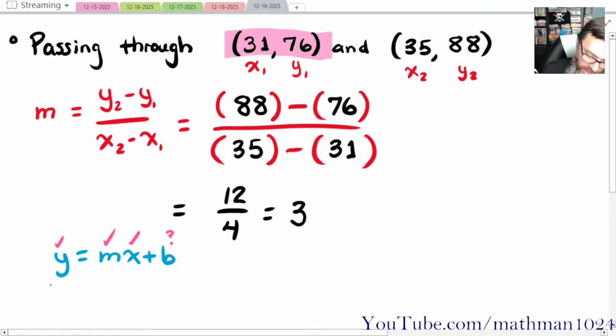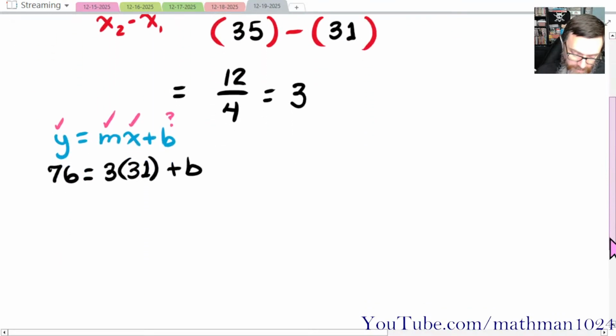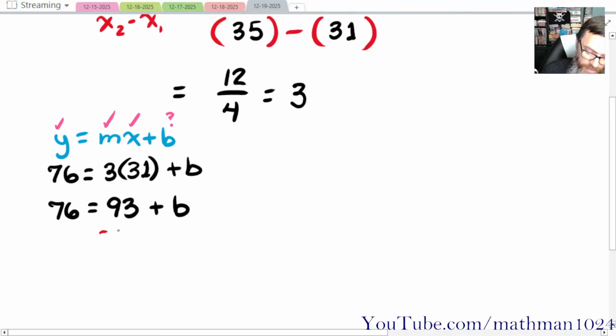So when I do that, my y is 76, my slope is 3, my x is 31, and I'm going to solve this to find b. All right, so let's just do the math here. 76, 3 times 31 is 93. And then finish solving for b by subtracting both sides by 93. So 76 minus 93 is, make sure I don't make a mistake here, negative 17.